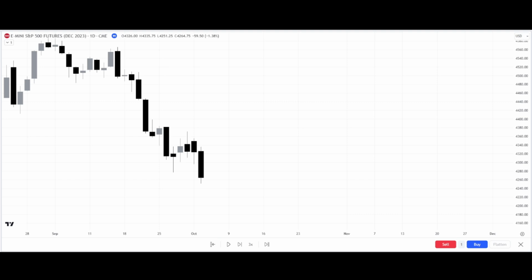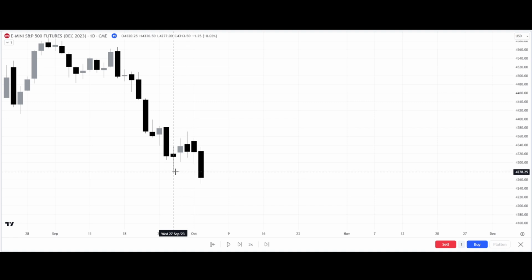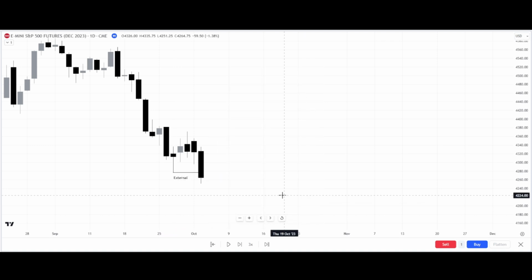The first location is an external location. You can see the swing low that was formed here. Price is currently located at an external location because it is sweeping this swing low. This is a defined swing low because it has higher lows on each side of it.